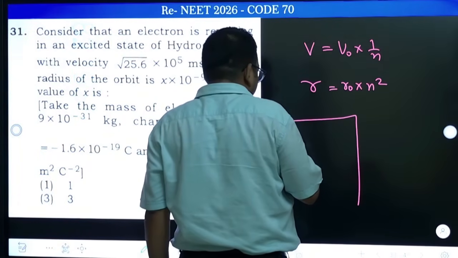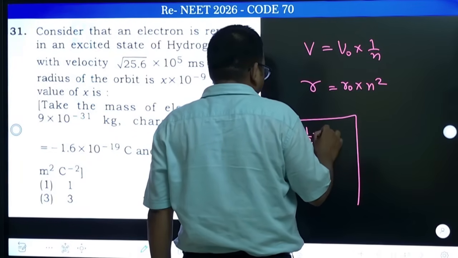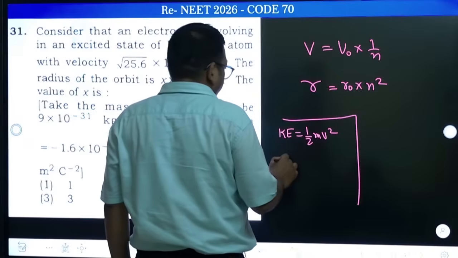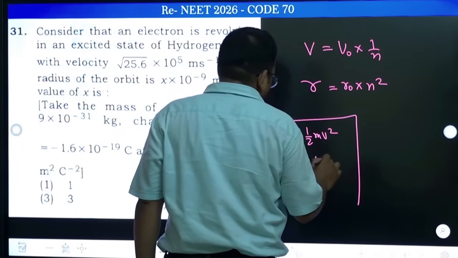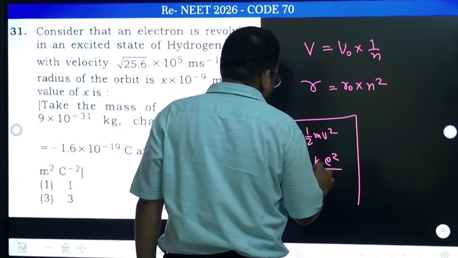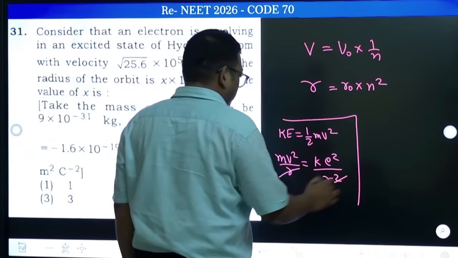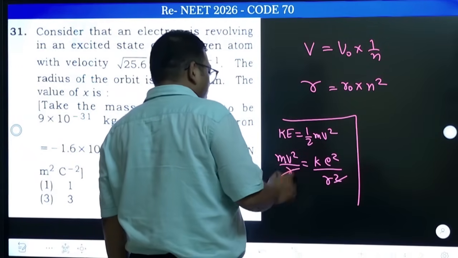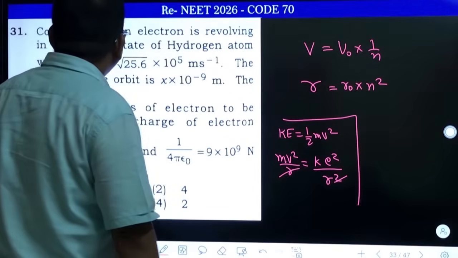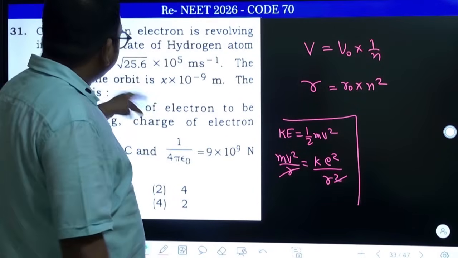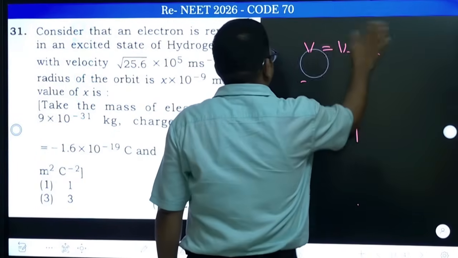Think in terms of kinetic energy. Kinetic energy formula is half m v square, and m v square by r is the force, k q1 q2 by r square. So from here we can get velocity. This is how velocity and radius are related. Can we use this? Because we need the velocity and radius relationship. This is a better way; even if you don't remember formulas, we can use this.